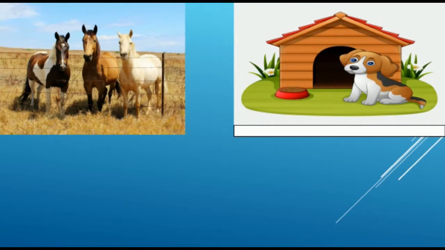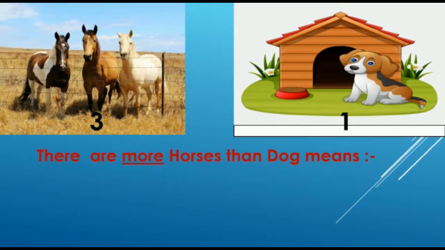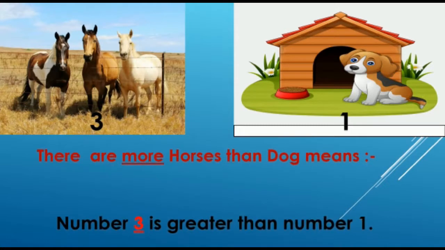Look, there are 3 horses and there is 1 dog. Are there more horses or more dogs? There are more horses than dogs. Means the number 3 is greater than number 1.